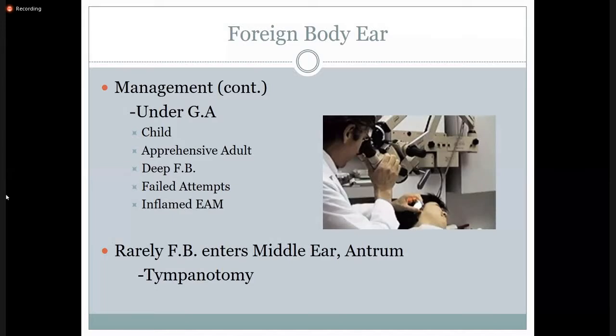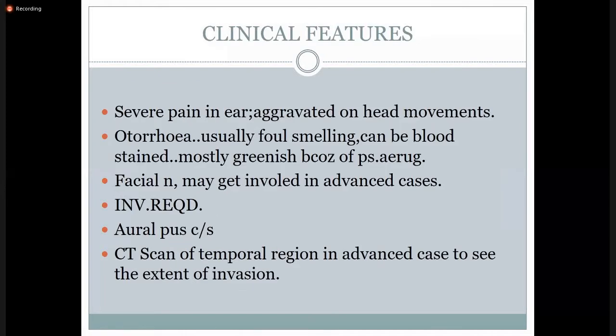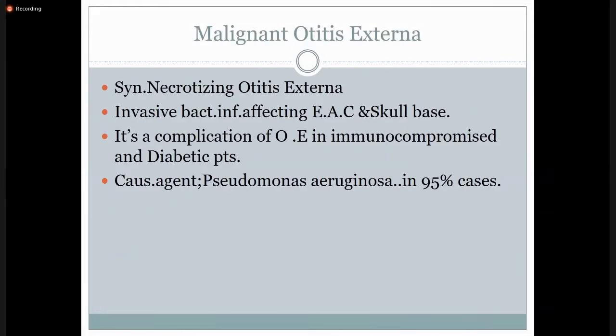So this was about foreign body impaction and its management, how to deal with it. The last condition encountered in the external ear is malignant otitis. There are different types of otitis externa: diffuse and localized. But this type of otitis externa, which is of a serious type, is called malignant. It does not mean that it is a cancer, but because of its seriousness, it is called malignant otitis externa, a serious type of otitis externa.